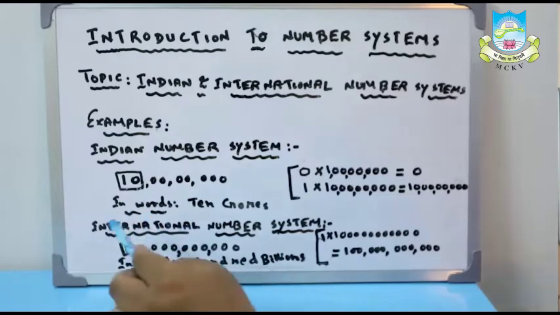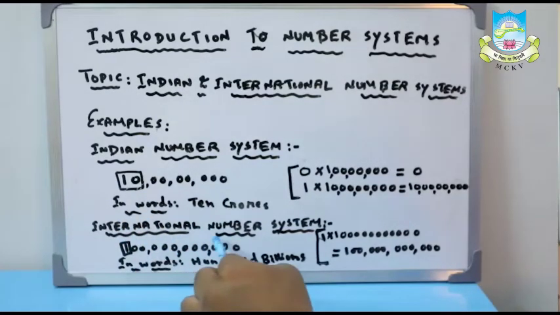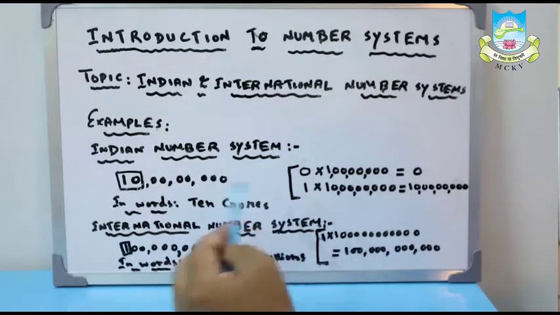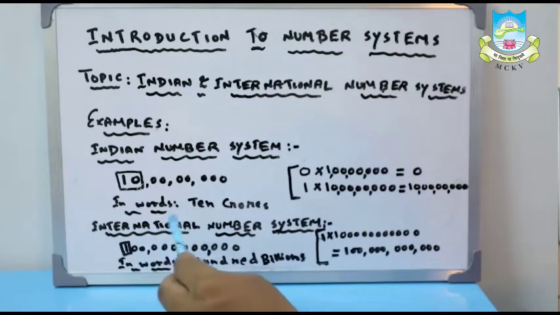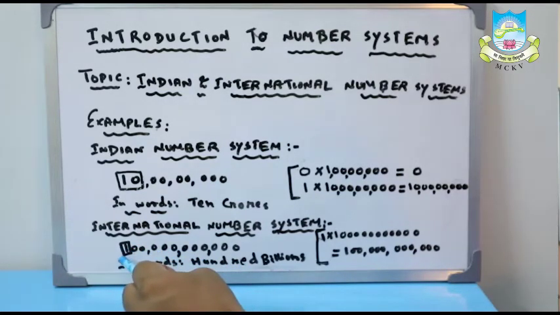Now let us move on to see an example of the international number system. In the international number system, we have groups such as the ones group, comprising ones, tens, hundred, then followed by 1,000, 10,000, 100,000, followed by millions, 10 millions, 100 million, then billion, 10 billion, 100 billion.